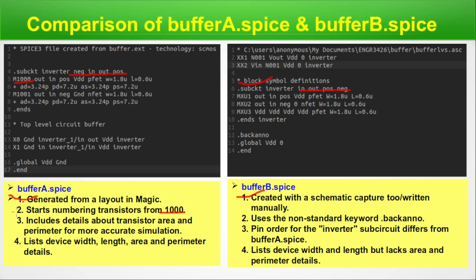These are the first differences. One starts numbering transistors from 1000. Another point is it includes details about transistor area and perimeter for more accurate simulation. And it uses a non-standard keyword, and the pin order for the inverter subcircuit differs from the buffer spice. Here it's MXU1, MXU2, MXU3, and it lists device width, length, area, perimeter, and here it lists device width and length but lacks area and perimeter detail. So more parameters are mentioned in this spice file and fewer parameters in the other, although connectivity wise these 2 present the same circuit. If we try to compare with the plain eye, we will find errors.